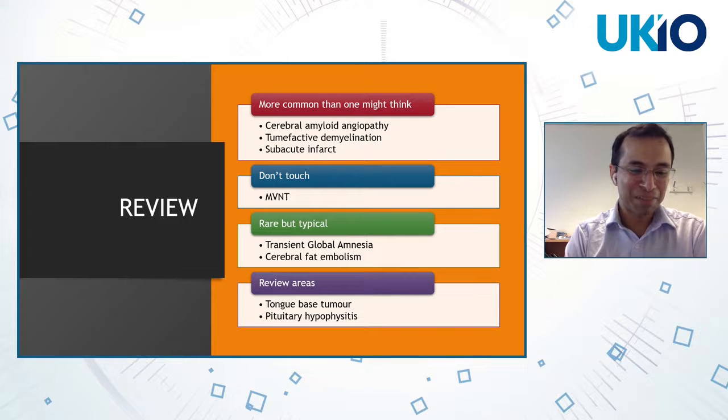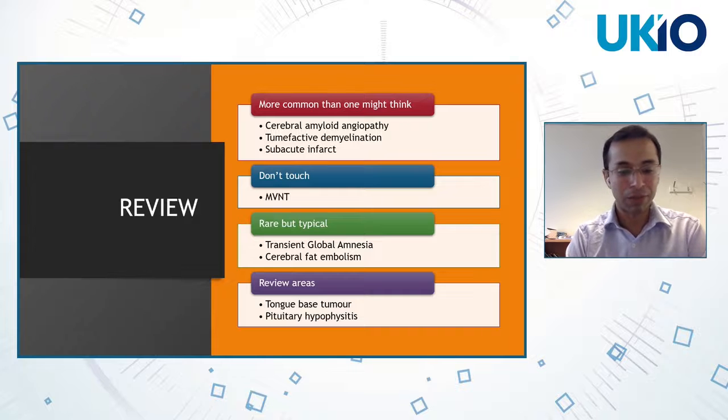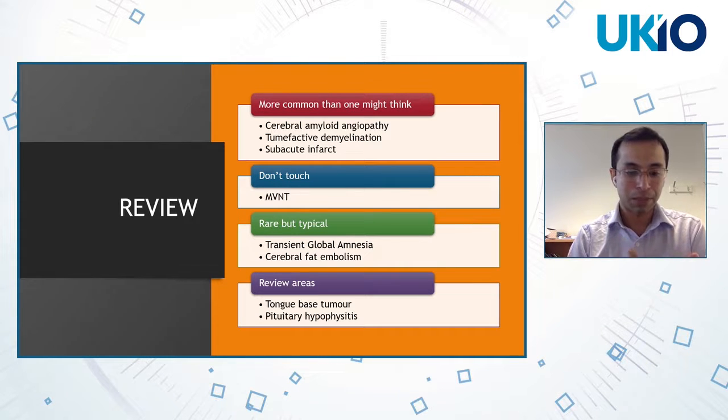And the last couple of cases were just to remind us that we need to look at these review areas, so the pituitary, especially with these new volumetric scans, which might have a much larger field of view than we used to have. You can pick things up in the suprahyoid neck, for example.